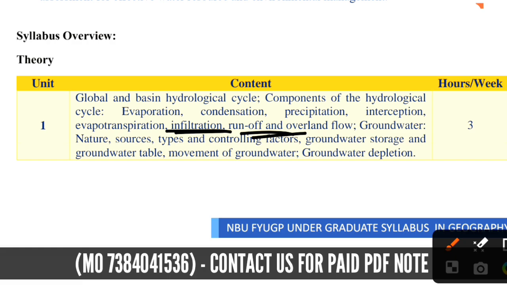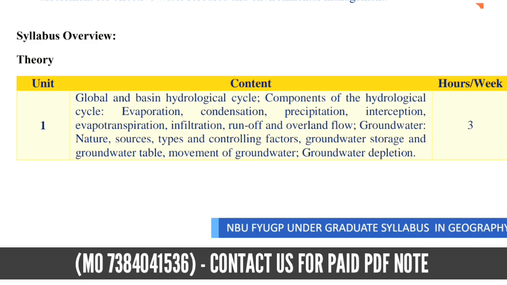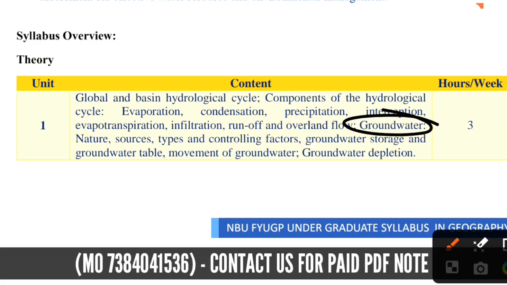So students, do not study the hydrological cycle only as one general topic. You have to understand all these processes separately because all of them are clearly mentioned in your syllabus. Now we come to the second major part of unit 1, which is groundwater. After that, you have to study the different types of groundwater and the major controlling factors.